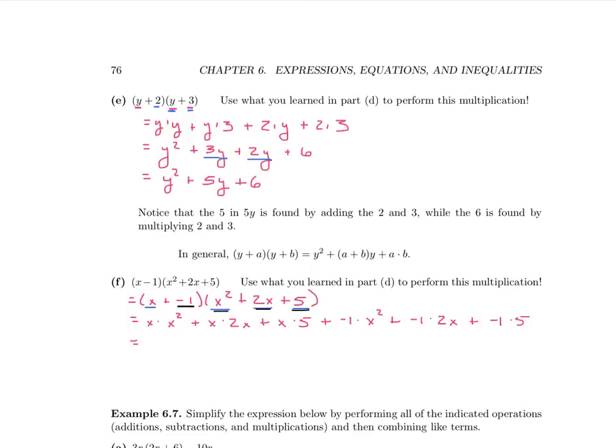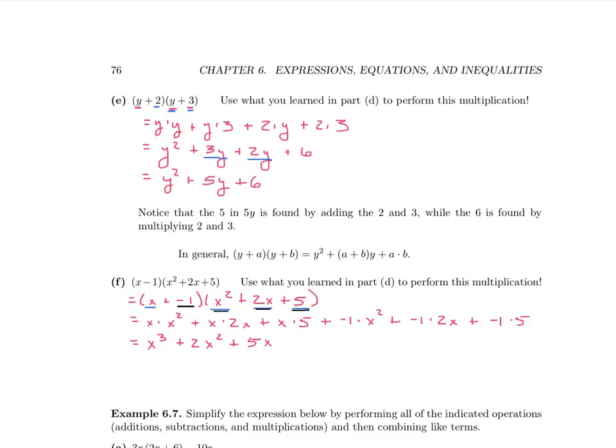x times x squared is really just 3 factors of x multiplied together. That gives me x cubed. Using the associative property of multiplication and the commutative property of multiplication, I can reorder these 3 factors so that I multiply the x by the x and get x squared. So the result will be 2 times x squared. X times 5 is 5x.